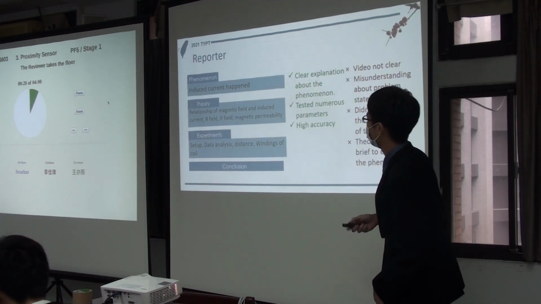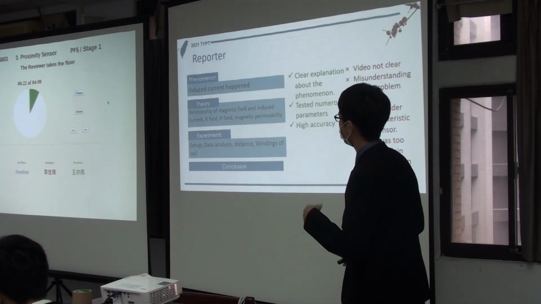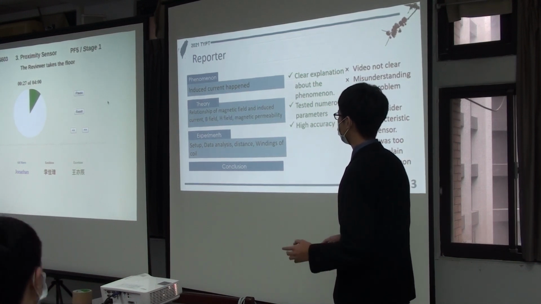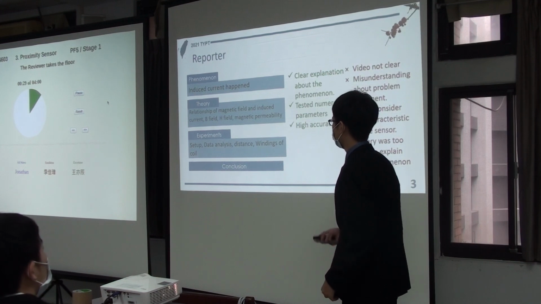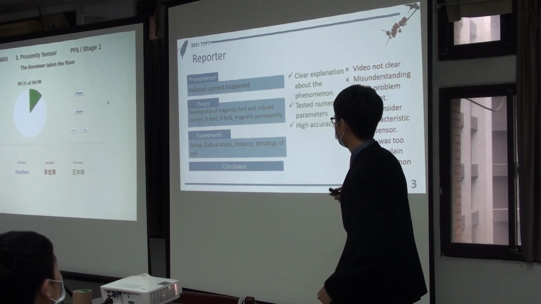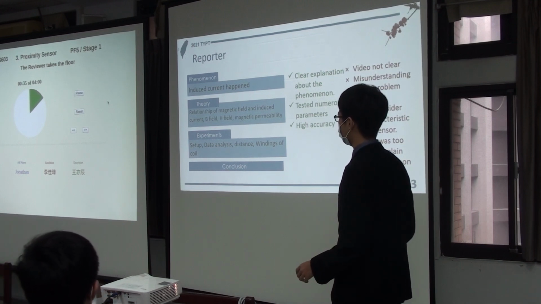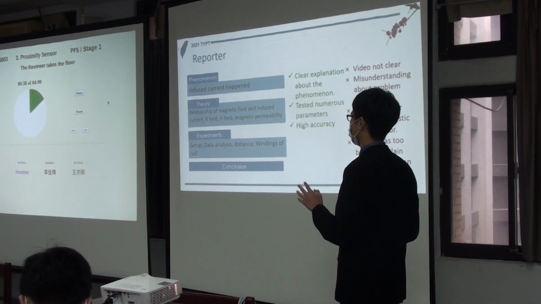And this is the reporter's outline. First, he discussed the phenomenon of induced current. In the theory part, he discussed the relationship of magnetic field and induced current, the B field, H field, and magnetic permeability. In the experiment, he showed his setup, his data analysis, and also the distance and the coil.